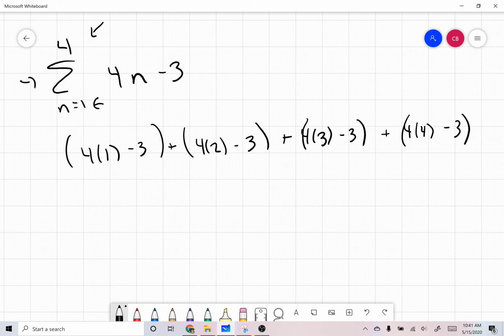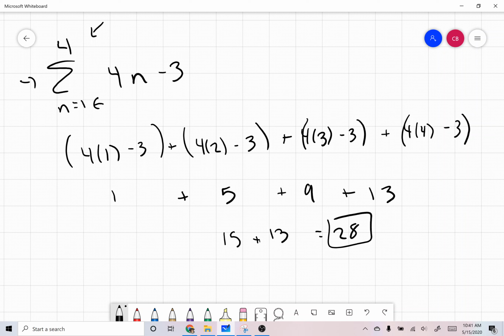Okay. This is 4 minus 3, which is 1. This is 8 minus 3, which is 5. 12 minus 3, which is 9. 16 minus 3, which is 13. So this is 15 plus 13, which is 28. And so that is how we do that.